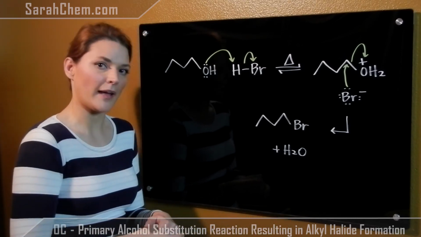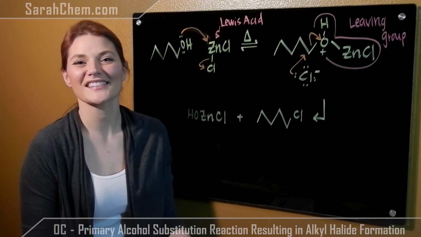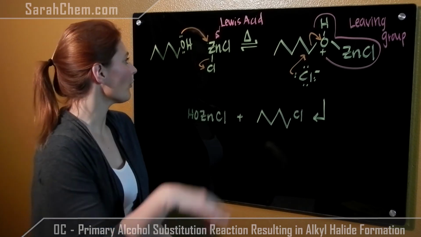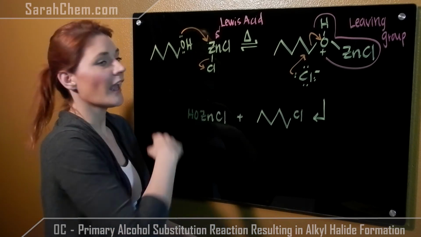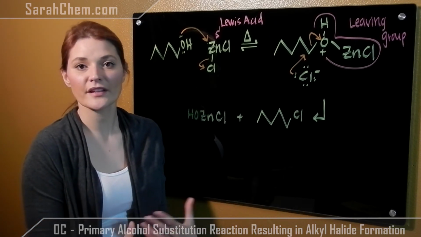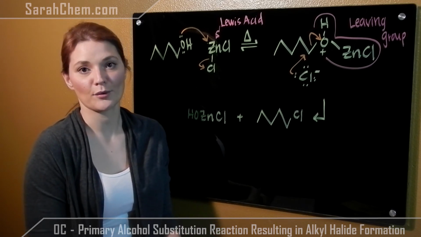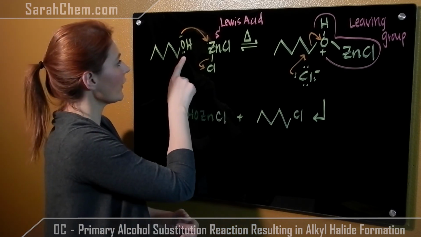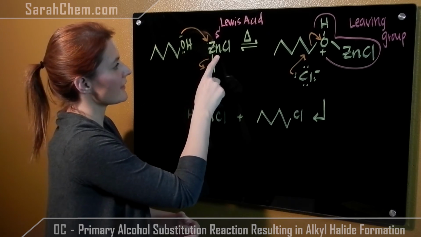Let's take a look at the other mechanism. Okay, so let's take a look at this mechanism. Over here we have our primary alcohol. As always, the first step is to activate that OH group so we can kick it off later in the reaction. So what we have here is this primary alcohol that's going to attack the zinc.